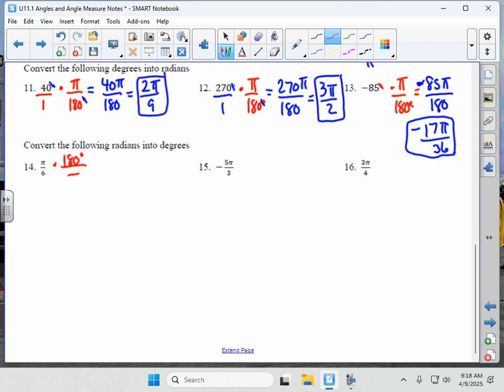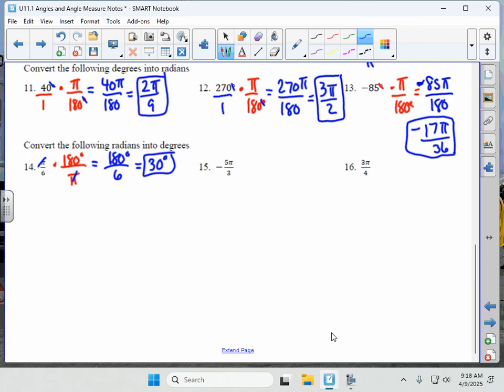And we want to keep the degree symbol. So the pi's cancel. Again, this is 180 degrees over 6 when you multiply across, and then if you simplify that, that's 30 degrees. So 30 degrees is the same as pi over 6, or 1/6 of a pi.